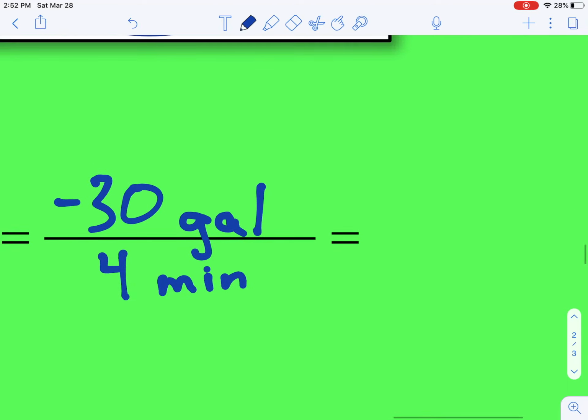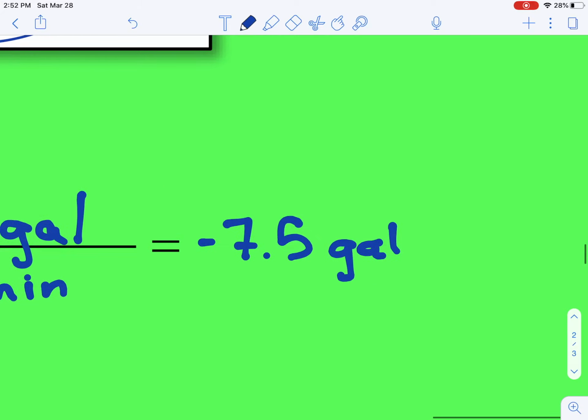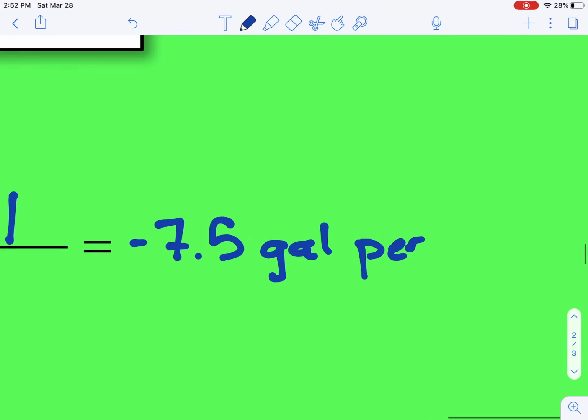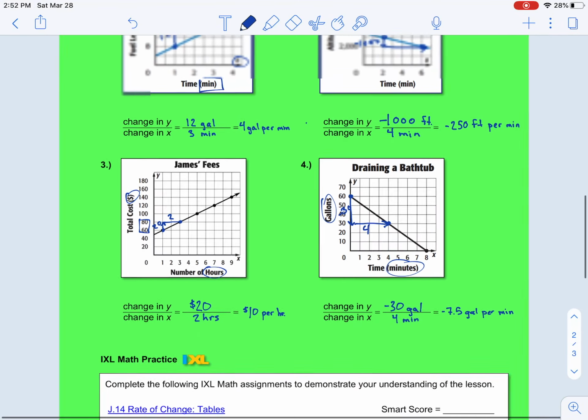I need to simplify by dividing. Negative 30 divided by 4, and I do get a decimal point, and that's okay. Negative 7.5 gallons per minute. So there's our graphs.